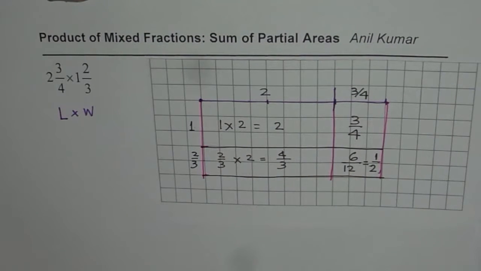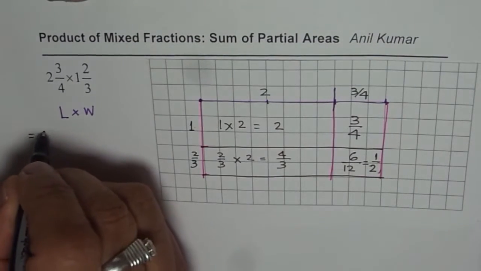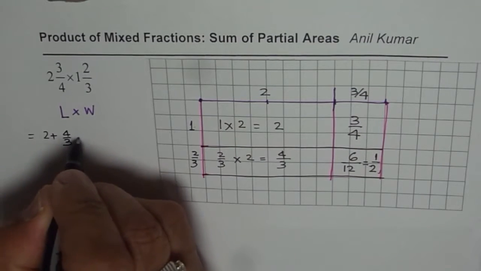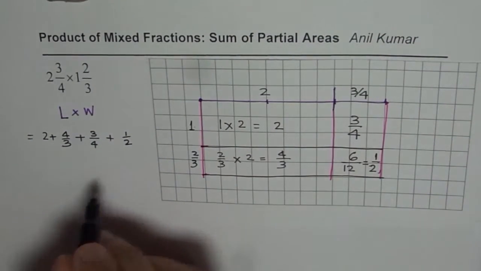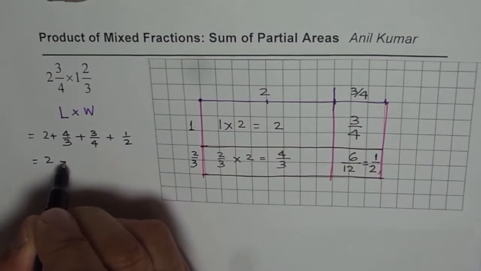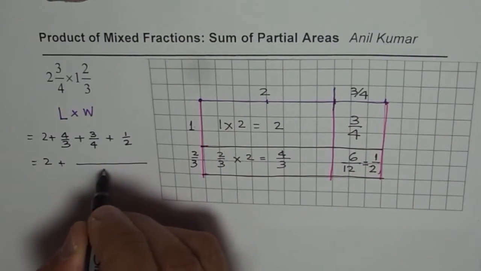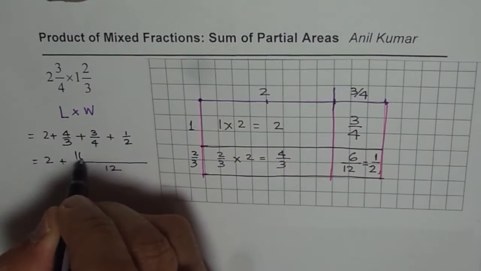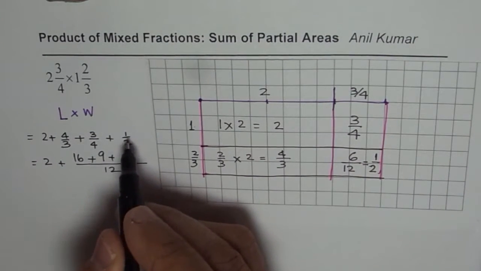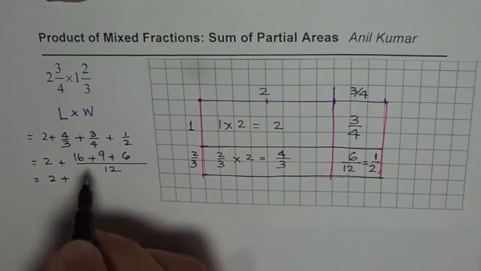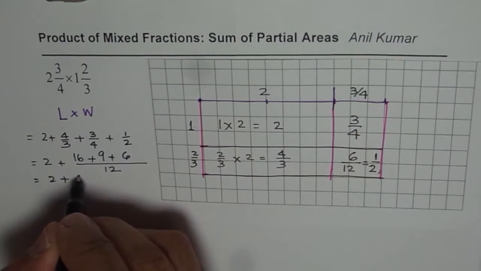So the total area for us will be adding the areas of each one of them. So 2 3/4 times 1 2/3 could be written as 2 plus 4/3 plus 3/4 plus a half, correct? That is how you can add them up. As you can see, these have different denominators, and their common denominator is 12, right? So taking 12 as the common denominator, we can write their numerators. This becomes 4 times 4, 16. Here we multiply by 3, so it becomes 9, and here we multiply by 6, correct? So we get 2 plus, let's add them up, 16 plus 6 is 22, 22 plus 9 is 31, right? So we get 31/12.